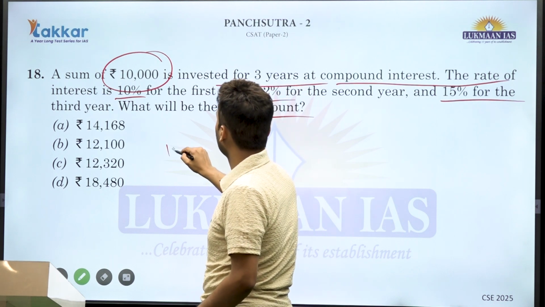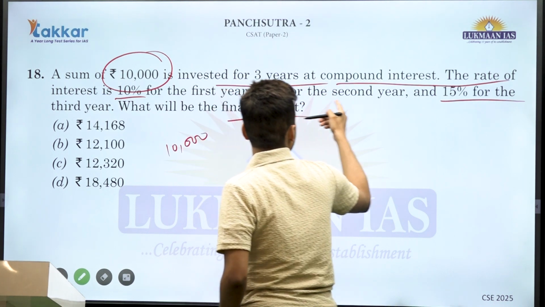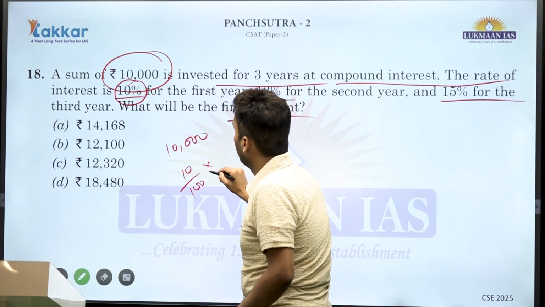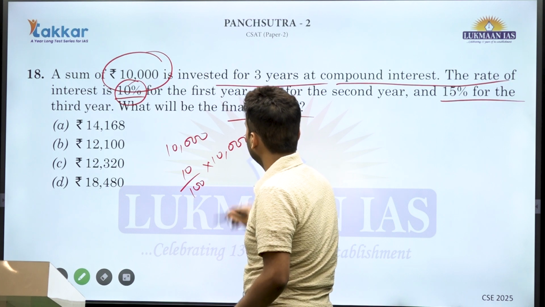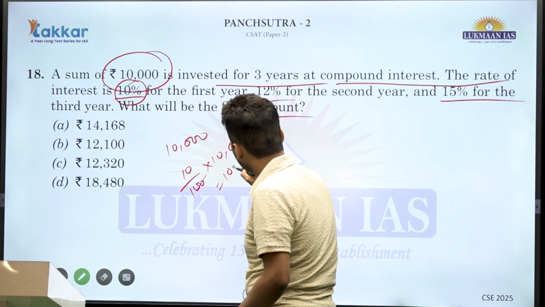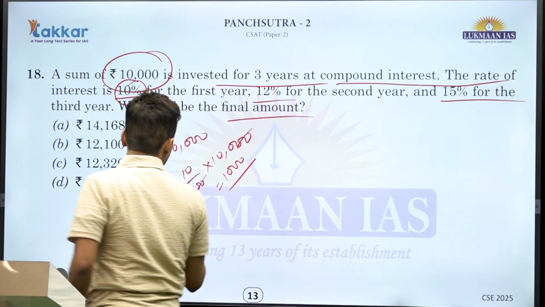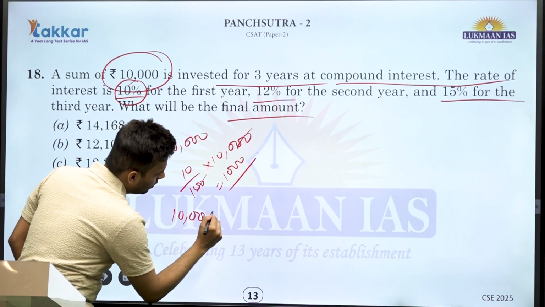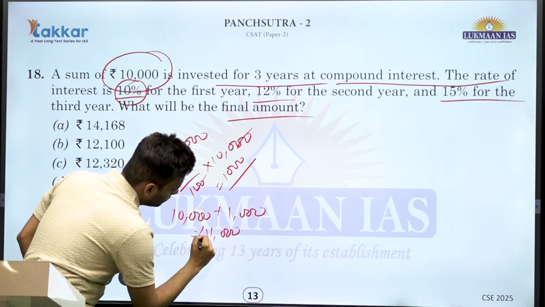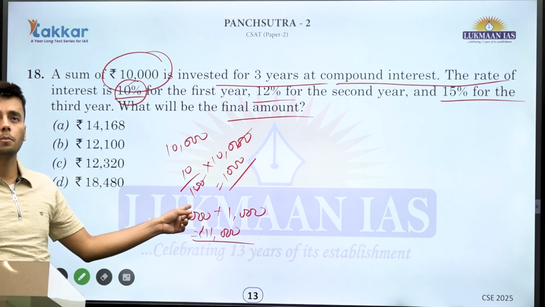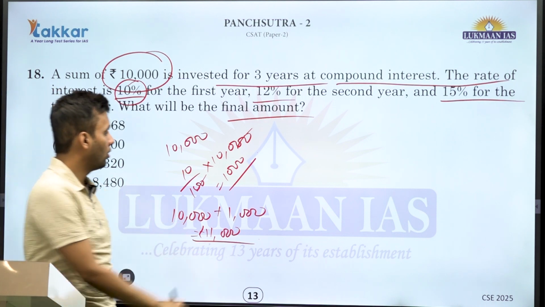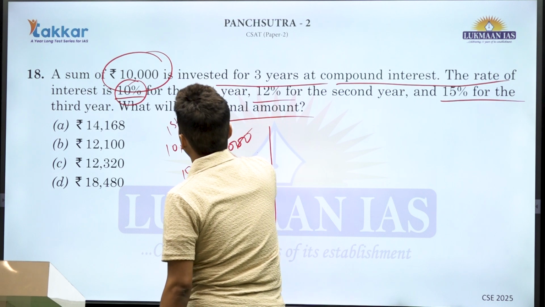The amount given is 10,000. And for the first year, what is the interest rate? 10%. So 10 by 100 into 10,000. So what will you get? 1,000 here. So the total amount will become 10,000 plus 1,000, that is 11,000. This is the amount which we get after the first year.